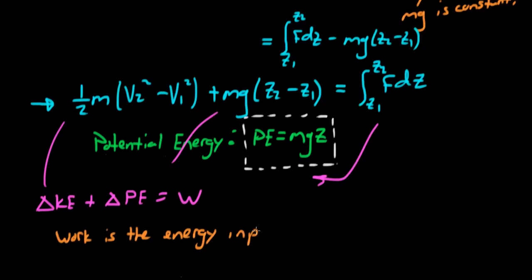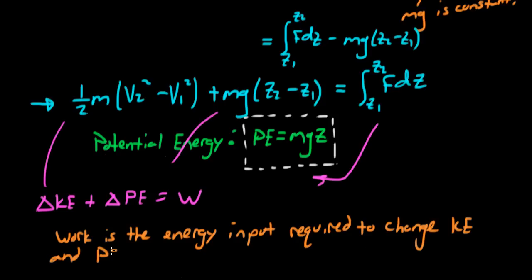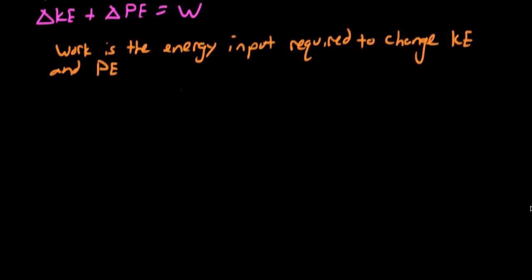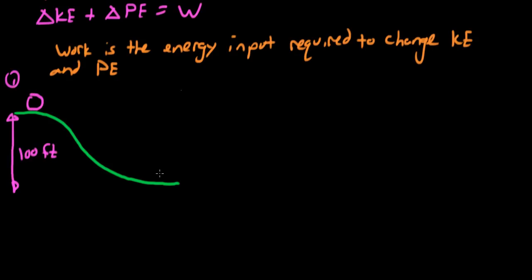And so in this system, work is the energy input required to change the kinetic energy and the potential energy of our system. Let's do an example that applies this concept. Say we have a hill that's 100 feet high and we put a ball on it. And we roll the ball down to the bottom of the hill. We're not going to have any work in this problem. In other words, we're not going to apply any external force.